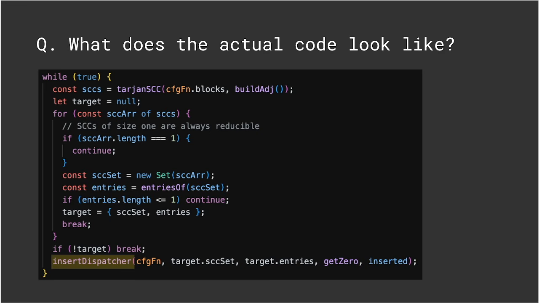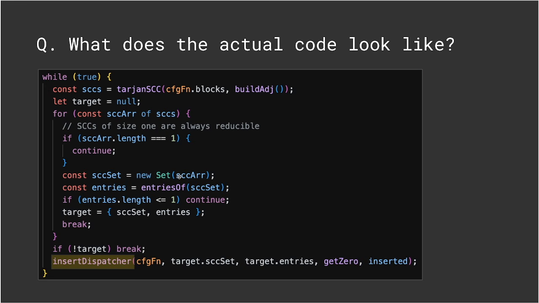Okay, so what does this actually look like in code? The top level set of code is pretty straightforward to follow. Tarjan is a standard algorithm for finding the strongly connected components. You loop through the strongly connected components to find one that might be irreducible. If the size is length 1, a single block strongly connected component can't be irreducible anyway. A single block is always reducible, so we skip those.